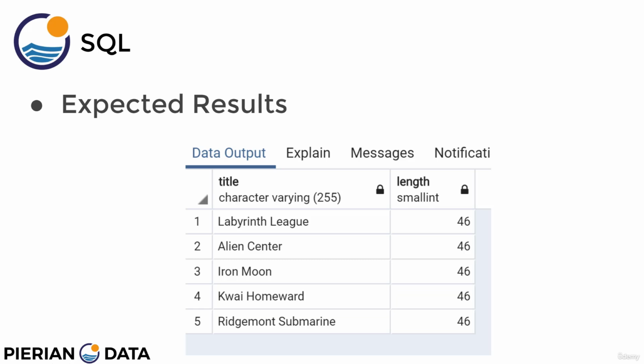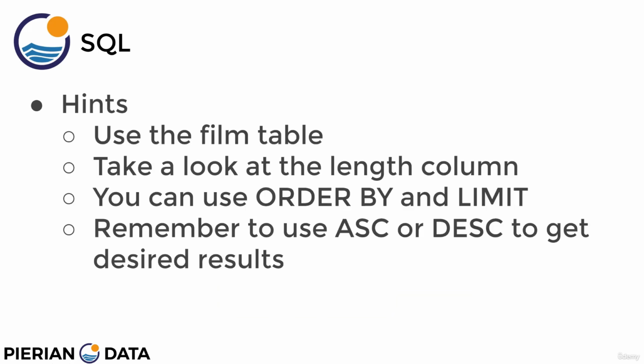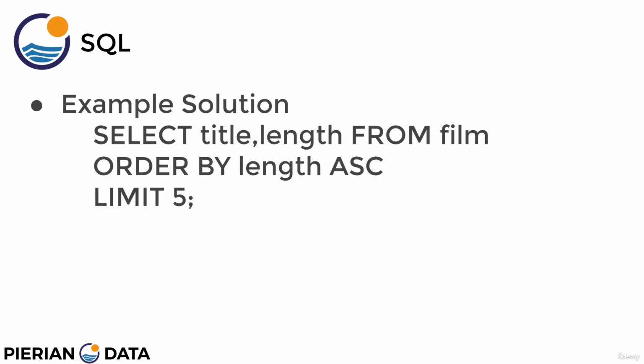Here come some hints. The hint is to use the film table and then take a look at the length column, and you can use ORDER BY and LIMIT, and remember you can use ascending or descending to get desired results. Here comes the solution. The solution is to select title and length, or just the title, since the question didn't really ask for the length of the films, from film, and then order by length ascending, limit 5.